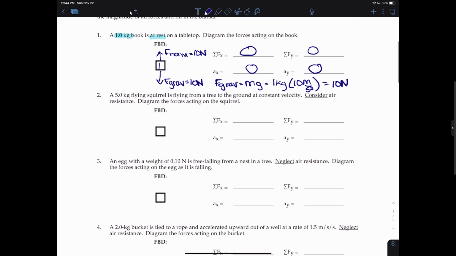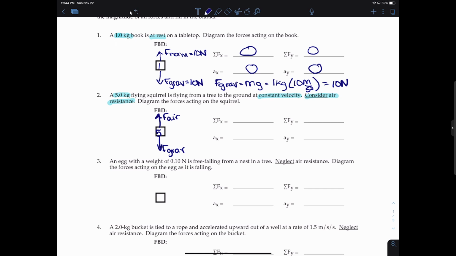So number 2, we have a 5 kilogram flying squirrel flying from a tree to the ground at constant velocity. Consider air resistance. A lot of times we're told to neglect air resistance, but this time they want us to consider it. So we're diagramming the forces acting on the squirrel. Starting out the same way, we've got 5 kilograms here. We know we have the force of gravity. We also know that we have air resistance. And because it is flying from the tree to the ground, air resistance is going to be opposing it.